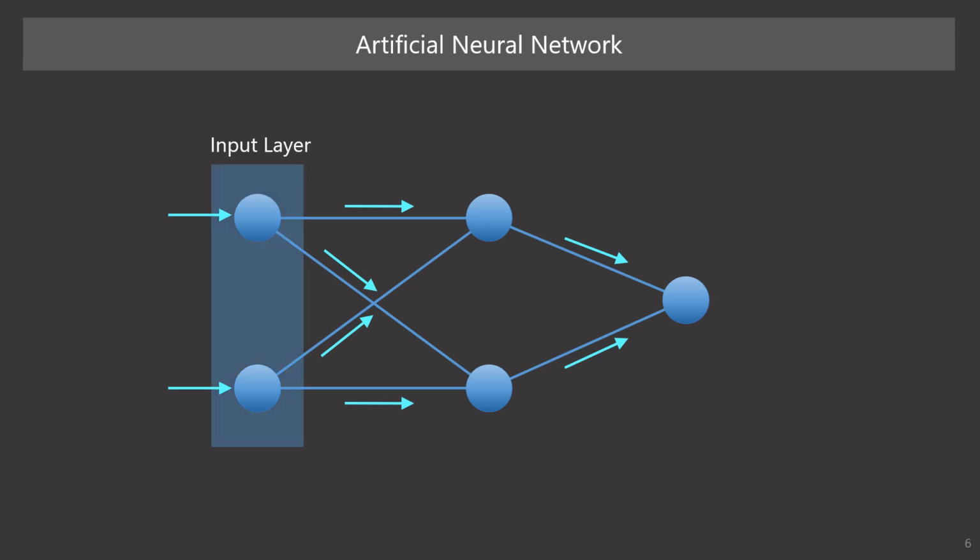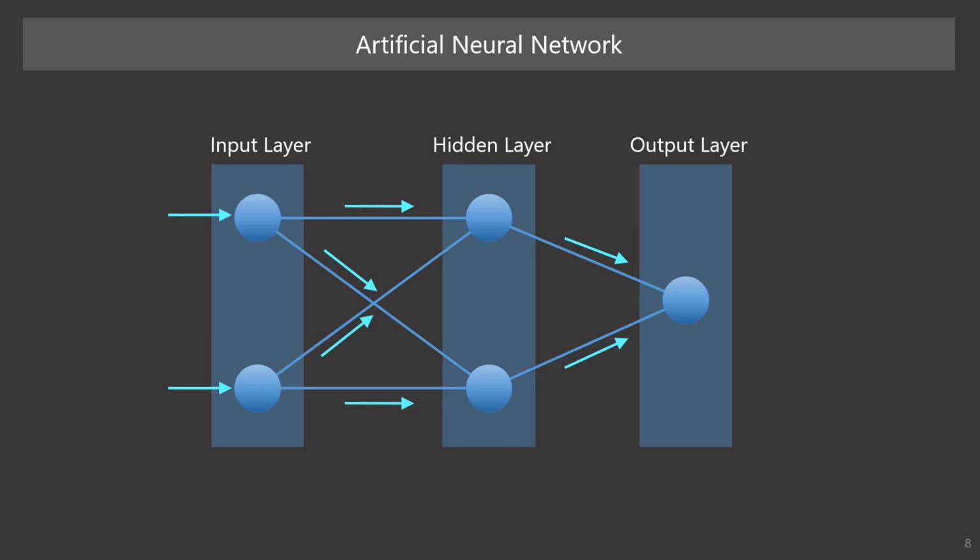In an artificial neural network, the first layer is called an input layer, and the last layer is called an output layer. The layers between the input layer and the output layer are called hidden layers or middle layers. In this example, there's only one hidden layer, but an artificial neural network can contain more than one hidden layer, such as 10, 100, and even more.